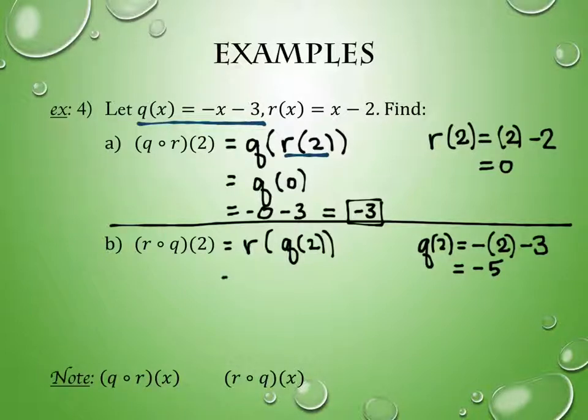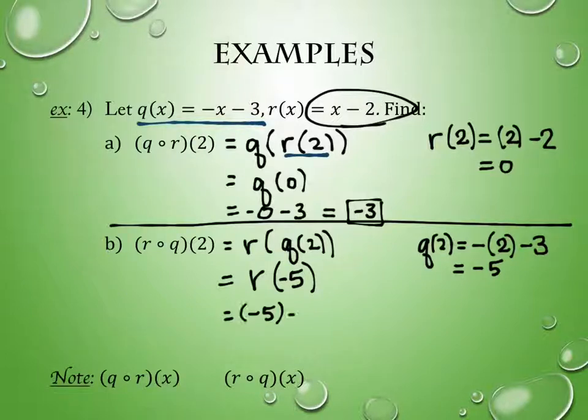And then I go back over to what I'm actually looking for, and I replace q of 2 with its equivalent version, which is negative 5. Now it says I'm going to find r of negative 5. So let's go to the r equation. And I'm going to replace the x with negative 5. So I have negative 5 minus 2, which would give me what? Yeah, negative 7, which is correct.